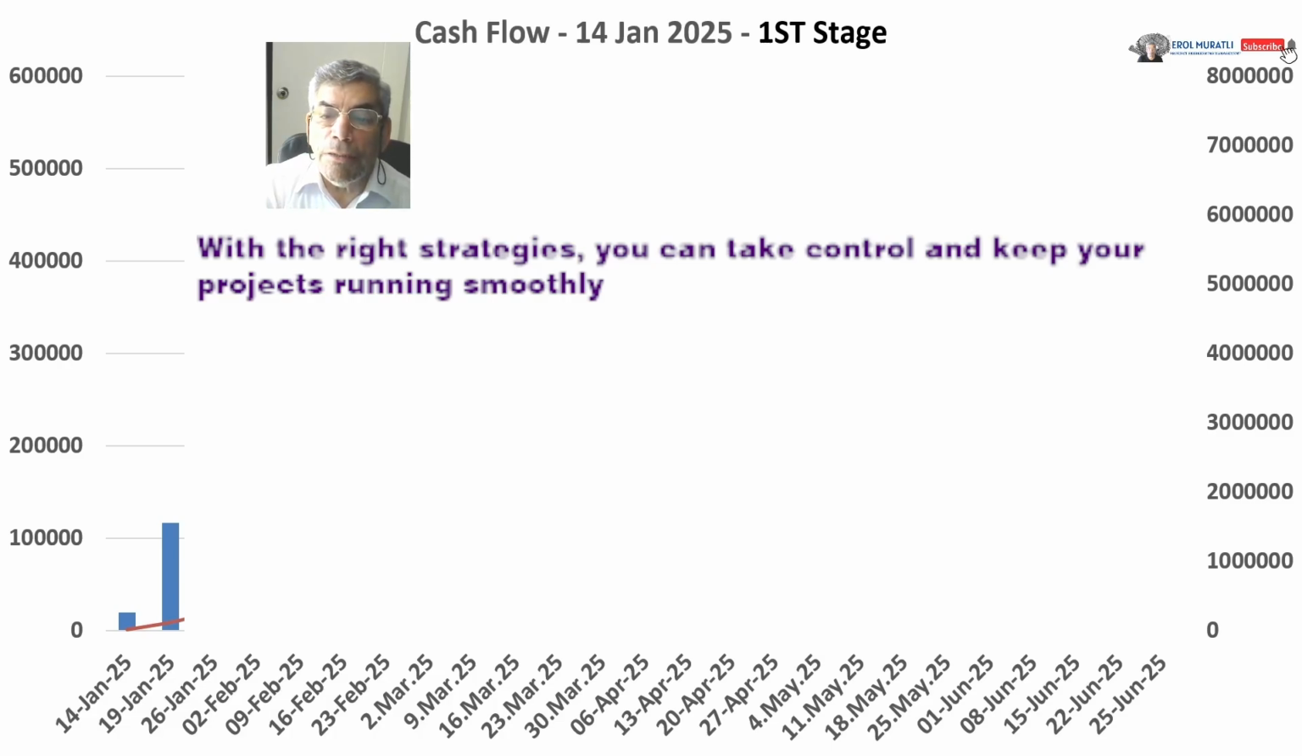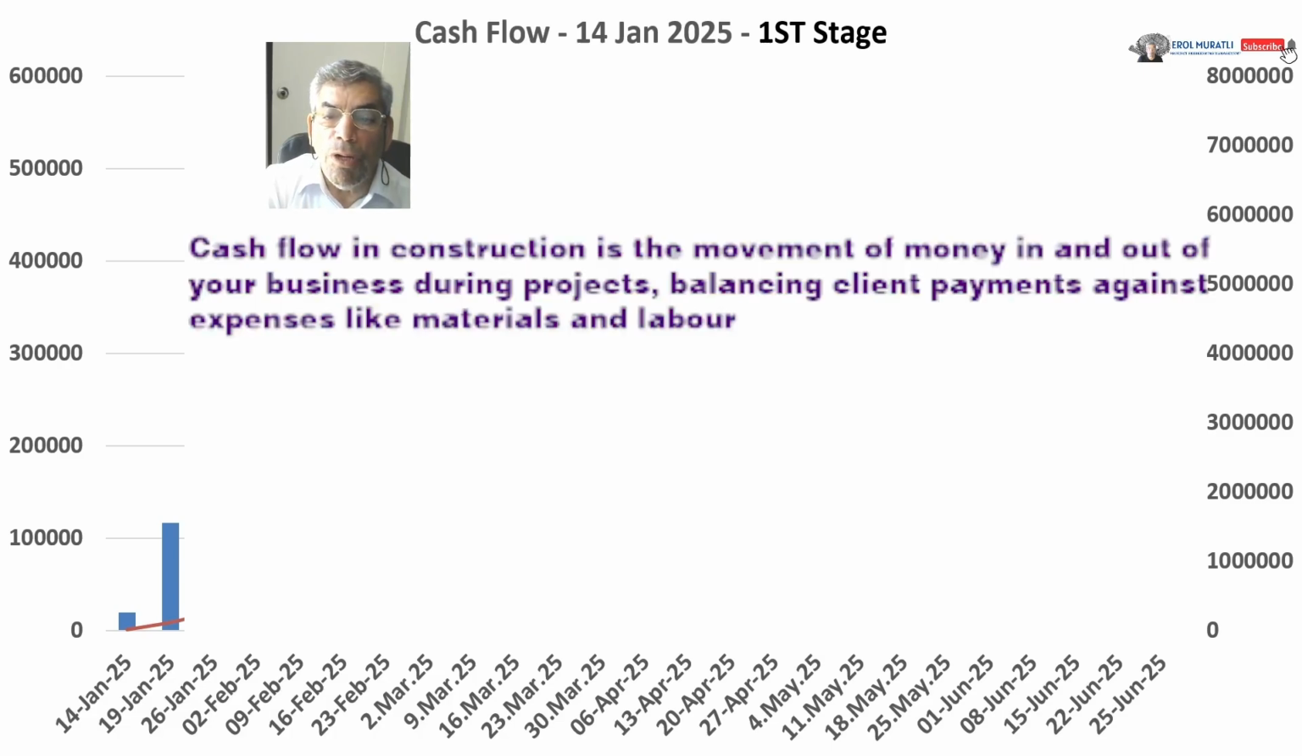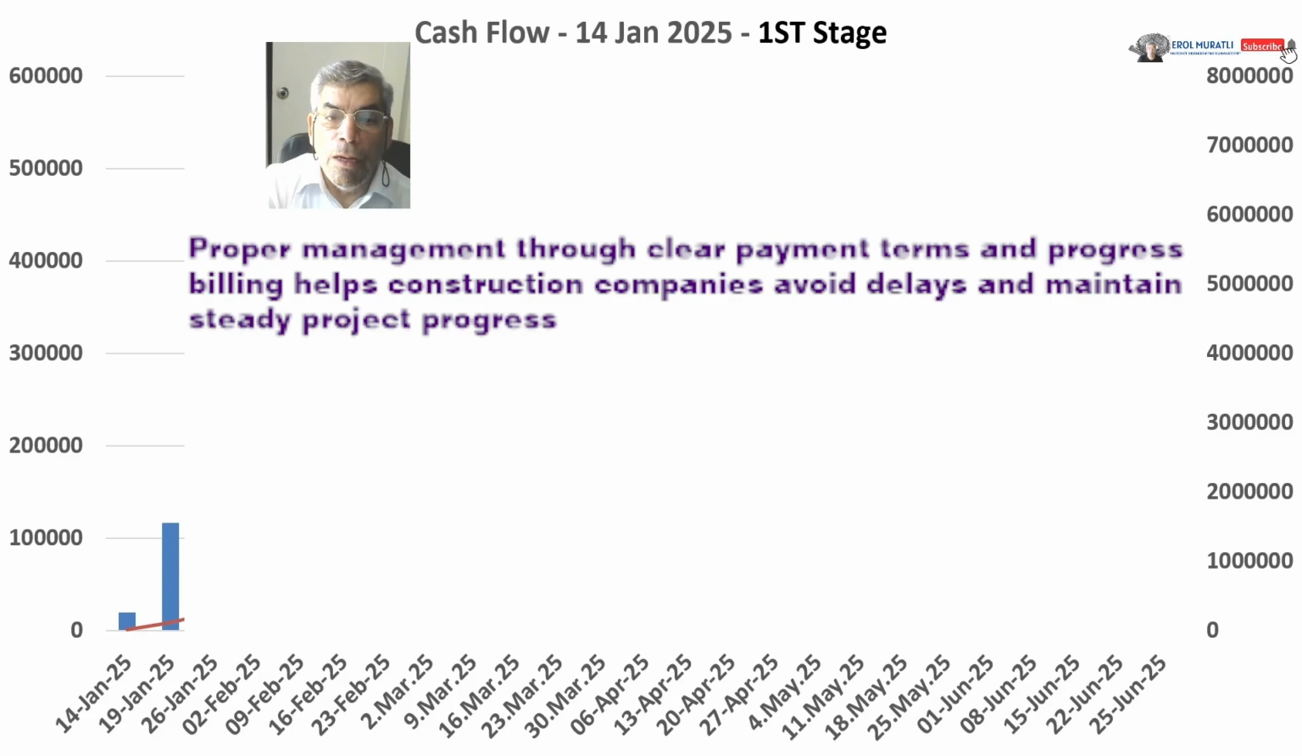With the right strategies, you can take control and keep your projects running smoothly. Cash flow in construction is the movement of money in and out of your business during projects, balancing client payments against expenses like materials and labor. Proper management through clear payment terms and progress billing helps construction companies avoid delays and maintain steady project progress.